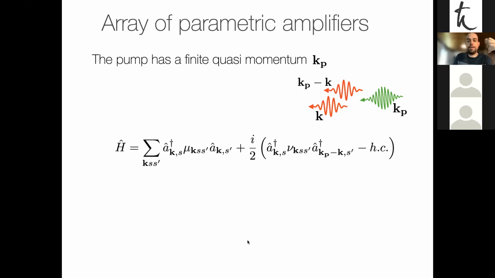Now we have many cavities, and we can write the Hamiltonian in the reciprocal space, and there will be a particle conserving term describing the hopping, but we also have a term that describes that we create pairs of photons. And an essential ingredient of our proposal is that the pump photon has a quasi-momentum itself, and so I should have also momentum conservation, not only energy conservation. So for the pair that I create, the sum of their momenta is the pump momentum.